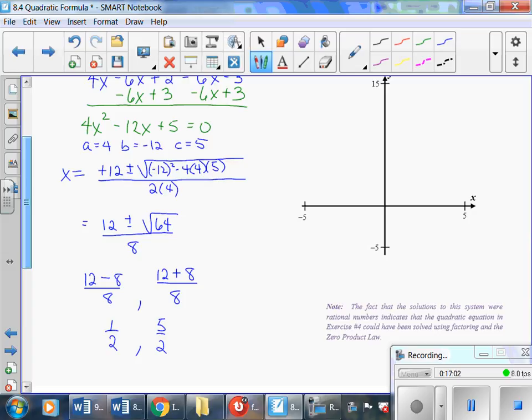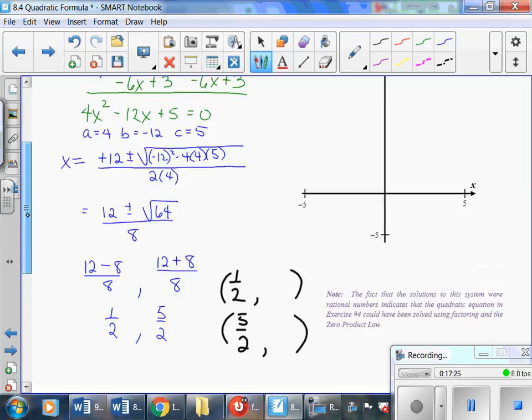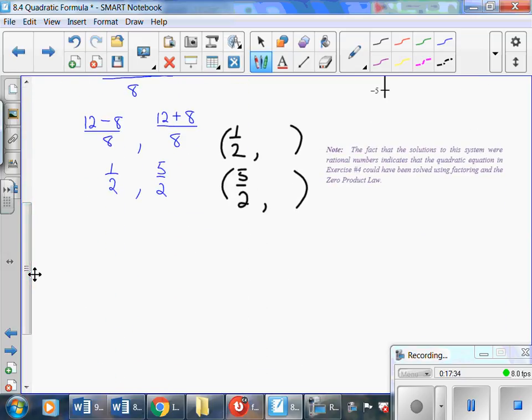But remember, your solutions are points. So the point that I'm making is we have two x values. Our two x values are going to be 1/2 comma something, and then 5/2 comma something. So we need to find those y values. So we're going to go back and we're going to pick the easiest one right here. I'm going to pick the linear function, y equals 6x minus 3. I'm going to come back down here and say y is equal to 6x minus 3. And I'm going to substitute these points in.